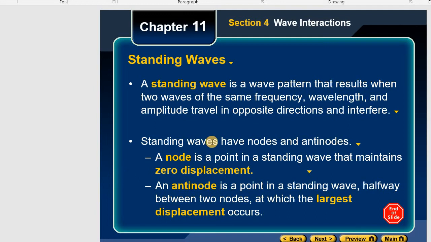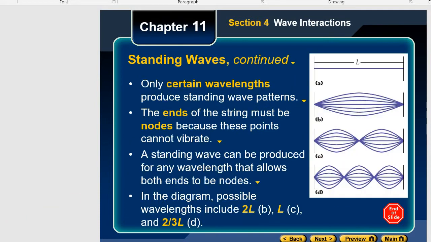A node is a point in a standing wave that maintains zero displacement, and an antinode is a point in a standing wave halfway between two nodes at which the largest displacement occurs. Okay, to be clear, this is the shape of standing waves. This point here and this point here are called nodes, and this point here is called an antinode.